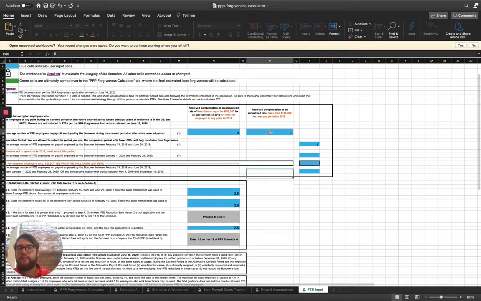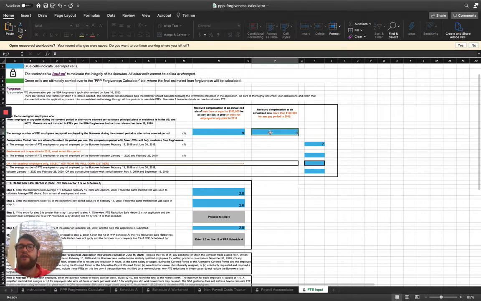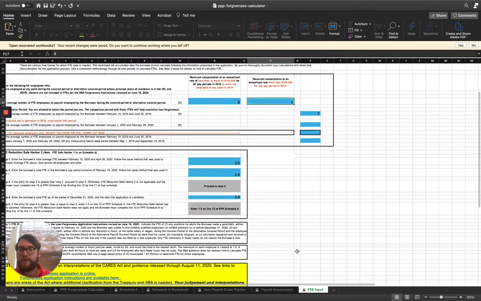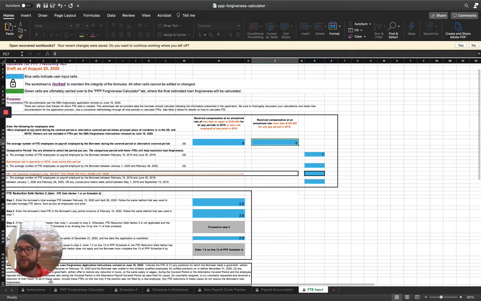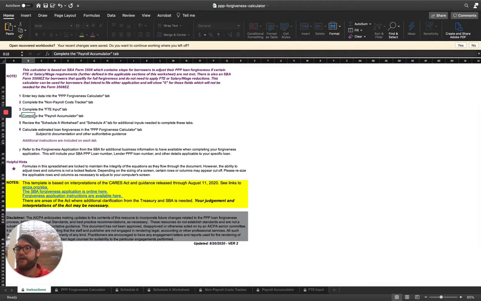The other thing to keep in mind here is the SBA wants to know who was paid, who would have gotten a salary more than $100,000, because your salary is capped at a total of $100,000 for PPP loan stuff. So if you make more than $100,000, you have to be put into your own group. So you would have them in their own column here. Once we finish this FTE work page and we've gone ahead and put in everything that we can and we finished our calculations here, we'll come back and we'll move to the Payroll Accumulator tab.